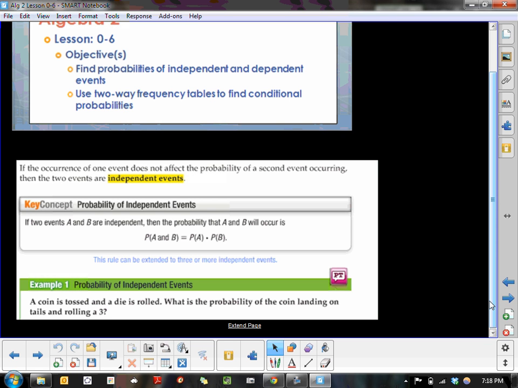So we got to make sure that we understand what independent events are. I think it's going to be really clear when we look at this example what independent events are. And they also say down here in blue that this can be extended to 3 or more independent events. We are looking at just a rule for 2 events happening, but it can easily be expanded to 3 or more events as well. So, example number 1.